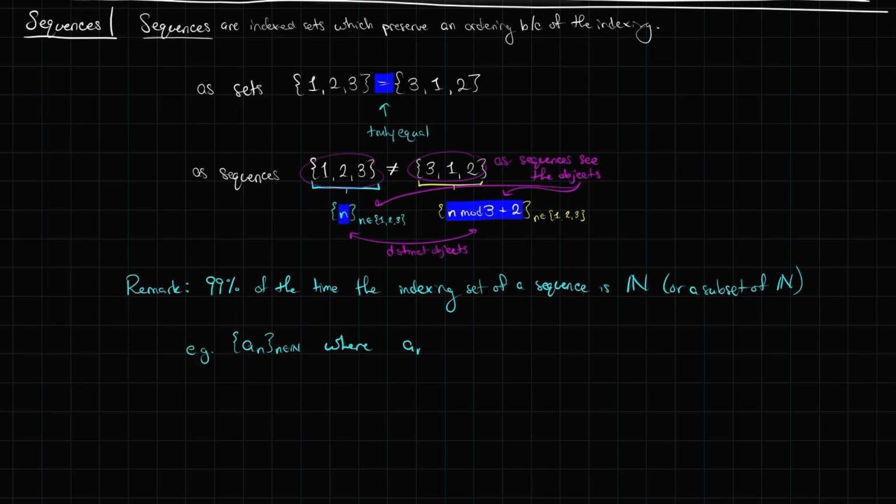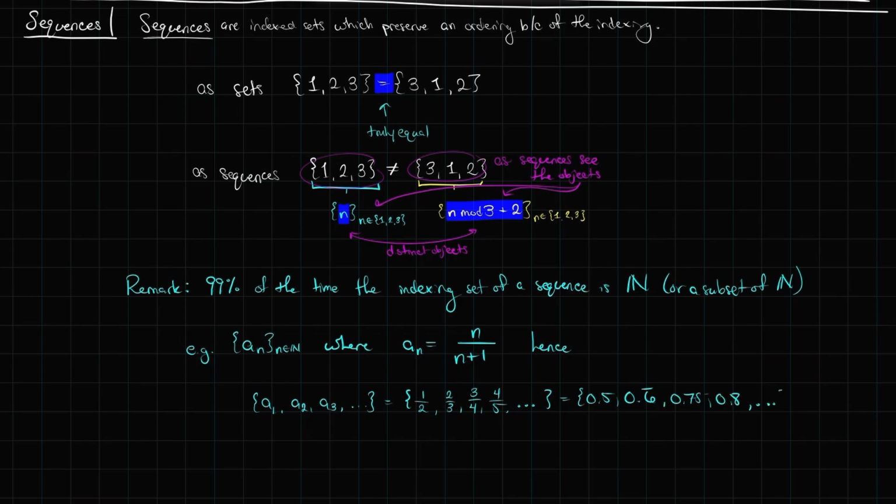You just have something like a sub n is equal to n divided by n plus 1, and hence the image of the sequence would be a1, a2, a3, and so on, also known as 1 divided by 1 plus 1, which is 1/2, 2 divided by 2 plus 1, 2/3, 3 divided by 3 plus 1, 3/4, 4/5, and so on. Written as decimals, this is 0.5, 0.6 repeating, 0.75, 0.8, and so on.